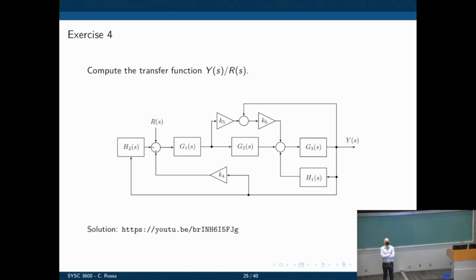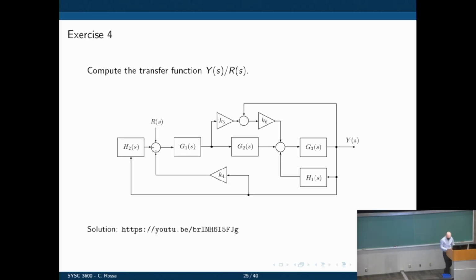Simplify the feedback loop. Which one? Sorry, I can't hear you. Can you speak up? G3 and H1, right? That we can certainly simplify. But what do we do with that triple sum? Well, that triple sum is the same as two sums in cascade, isn't it?